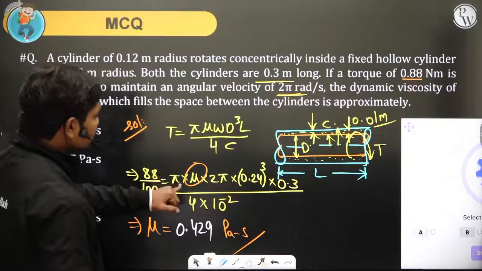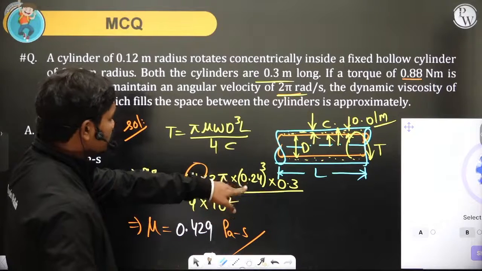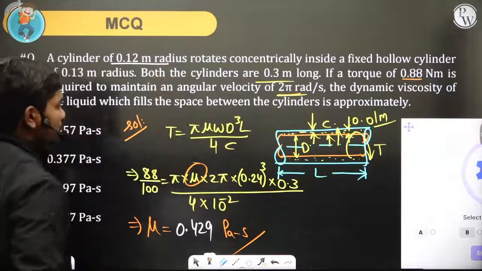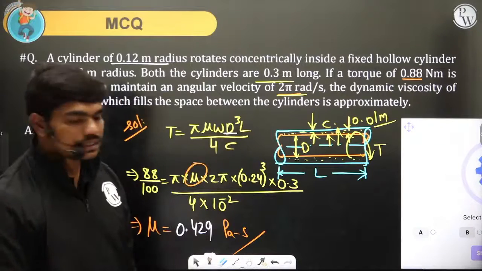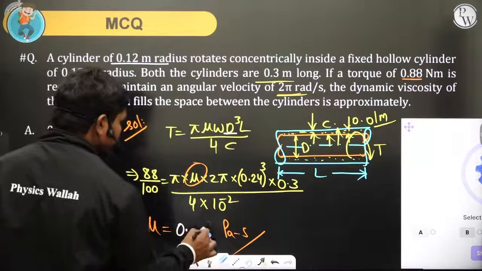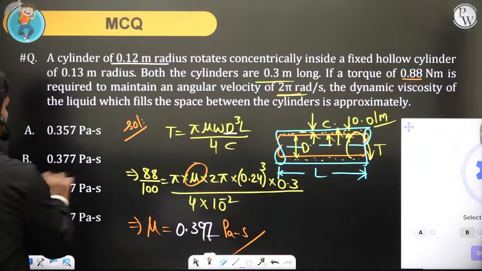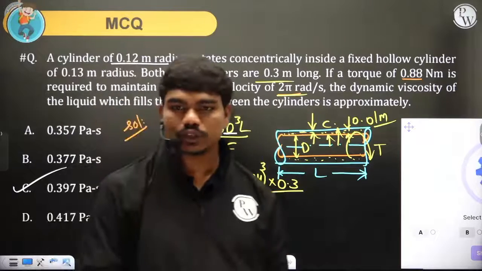We have written the terms correctly. Pi mu omega, where omega is 2 pi radians per second. d cube, where d is 0.24 because this cylinder is of radius 0.12, so 0.24 is the diameter. So you are getting 0.397 Pascal second. Okay, fine. So C could be the correct answer then. Please check the calculations once again. C should be the correct answer, I guess.